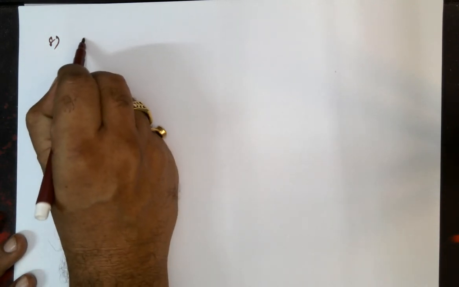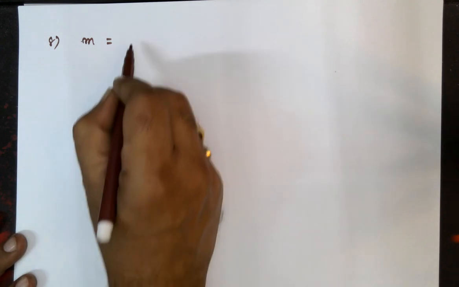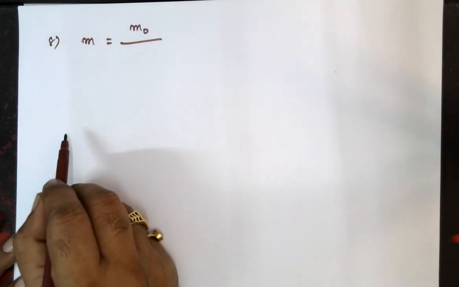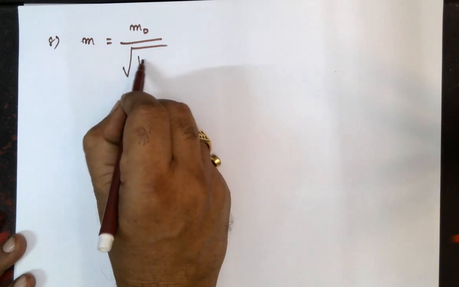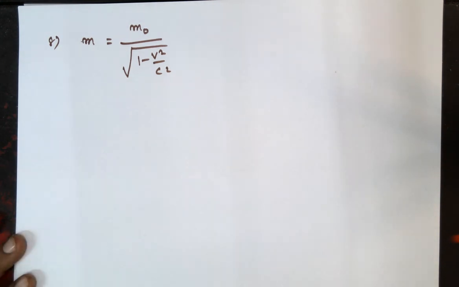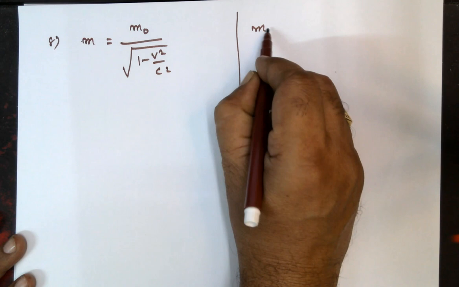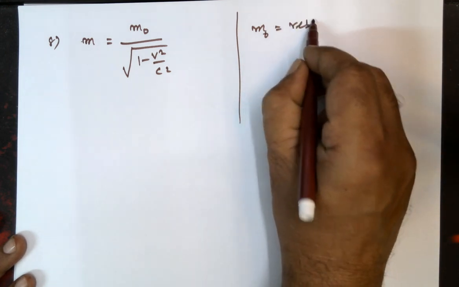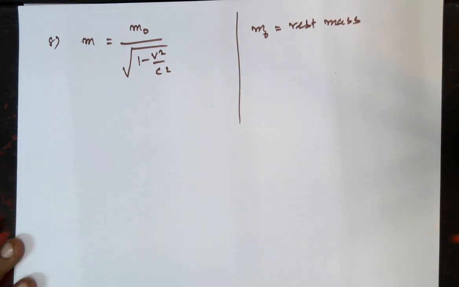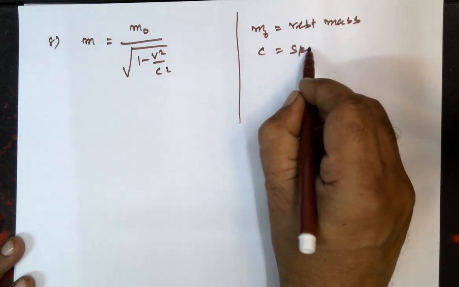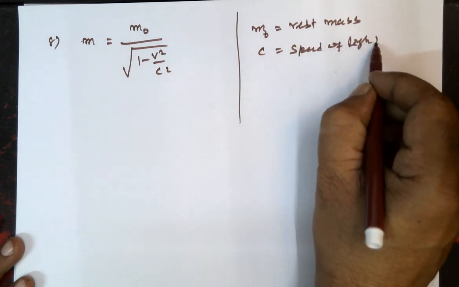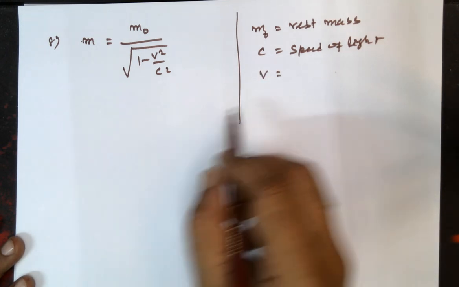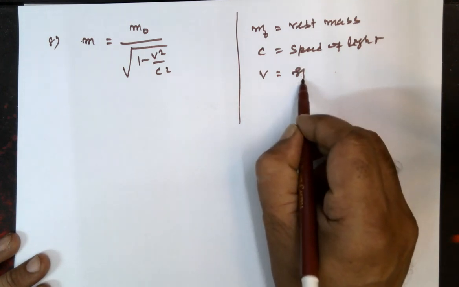Next point. The mass of a particle varies according to the relation m is equal to the rest mass m0 divided by the square root of 1 minus v squared by c squared. In fact, this m naught is called the rest mass of the particle. c is the speed of light, and v is the speed of the particle.